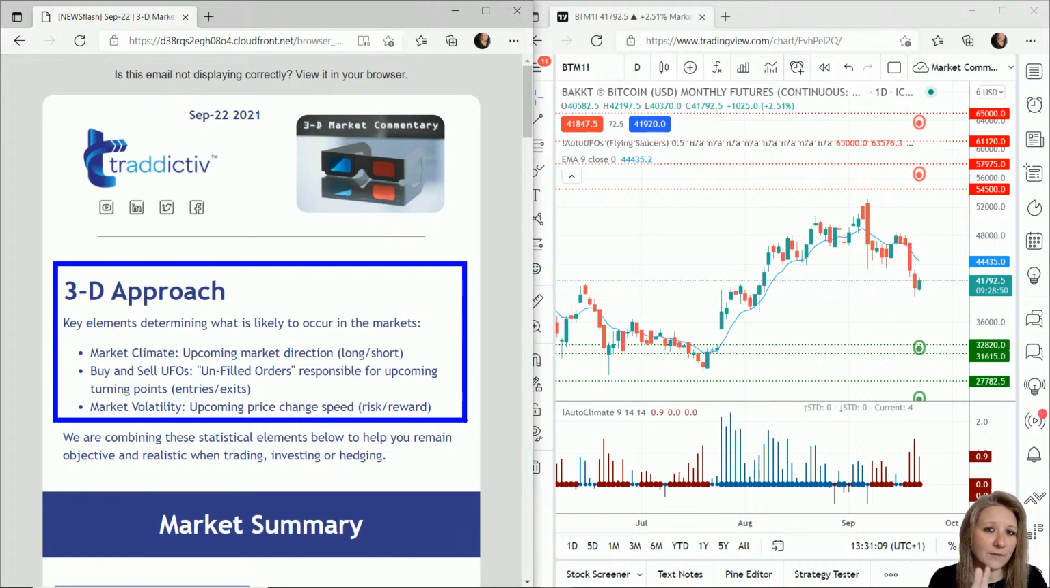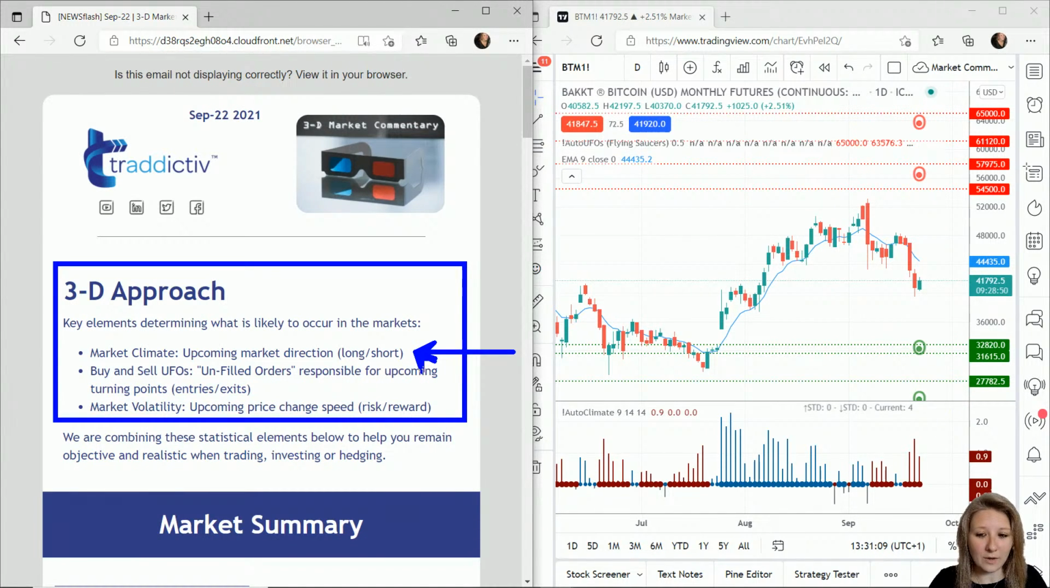So the 3 different things that we look at, first things first, market climate, upcoming market direction. Where's the market going? Is it going up? Is it going down? Is it going nowhere? Therefore, do we buy it? Do we sell it? Do we do nothing? We need to know the answer to that question.